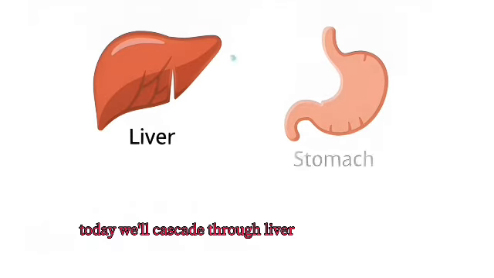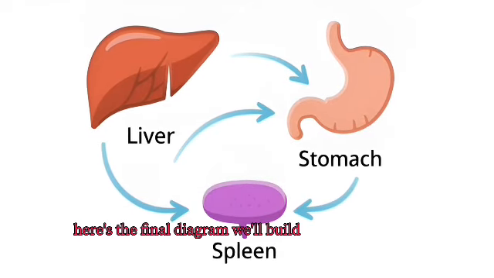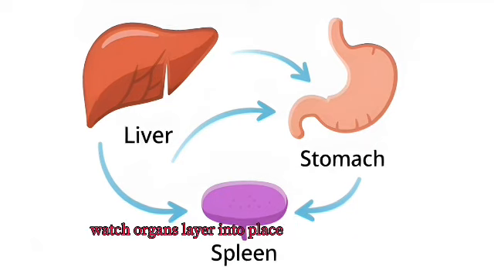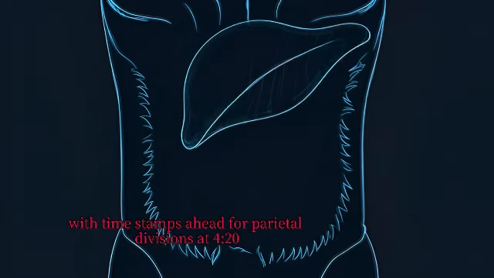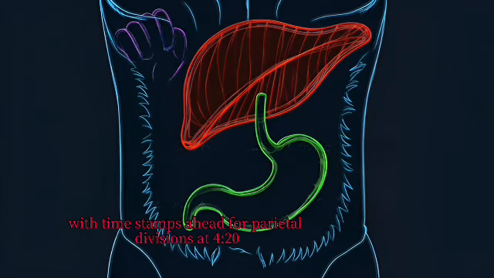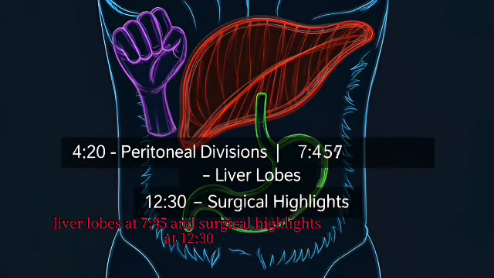Today, we'll cascade through liver, stomach, spleen, and key relations. Here's the final diagram we'll build. Watch organs layer into place. With timestamps ahead for peritoneal divisions at 4:20, liver lobes at 7:45, and surgical highlights at 12:30.